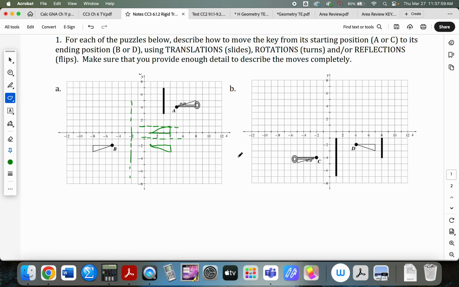And I did the translation. Mm-hmm. Move it horizontal 4. Right. And then vertical 5. Yeah. Yeah, absolutely. Yeah, that works.